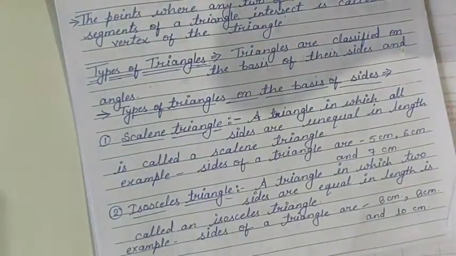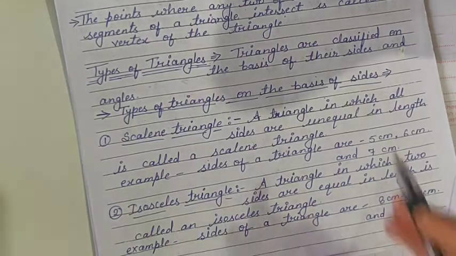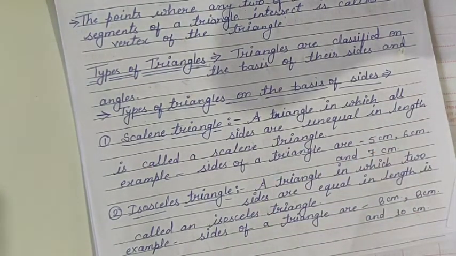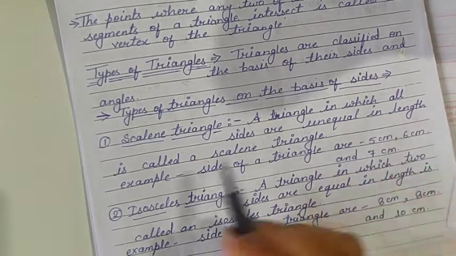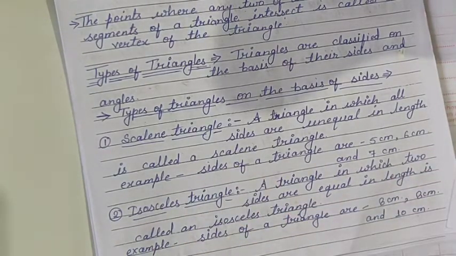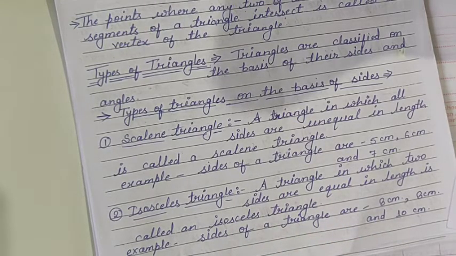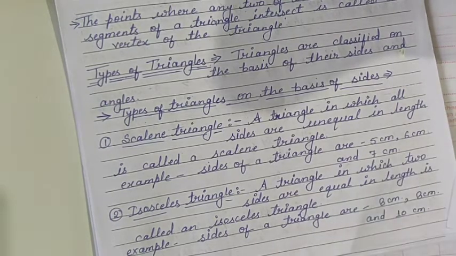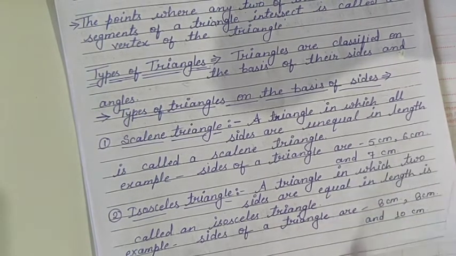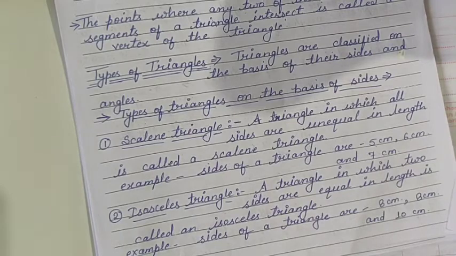First type is scalene triangle. A triangle in which all sides are unequal, it means all sides are different in length, is called a scalene triangle. For example, there is a triangle whose sides are 5 cm, 6 cm and 7 cm. So this is a scalene triangle because in this triangle all sides are different in length.